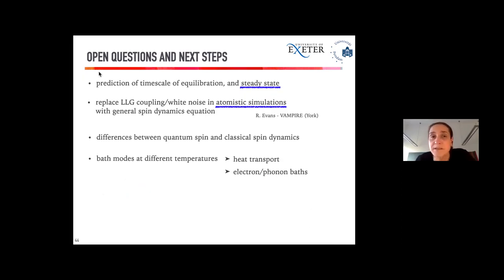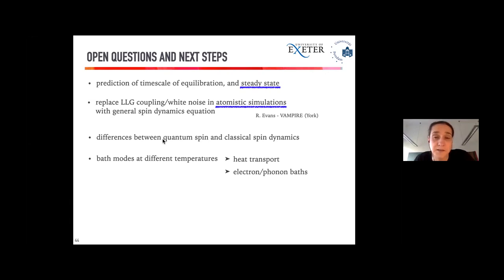There are many open questions. So the prediction of the timescale of equilibration, as I said, I have no clue. The steady state, we have a clue. We know what to do here. This will go in the direction of the mean force Hamiltonian and strong coupling thermodynamics. I'm also talking with people who actually do these atomistic simulations. They are now starting to implement our equation instead of the LLG equation to see what the difference is. And it's very interesting to see that.